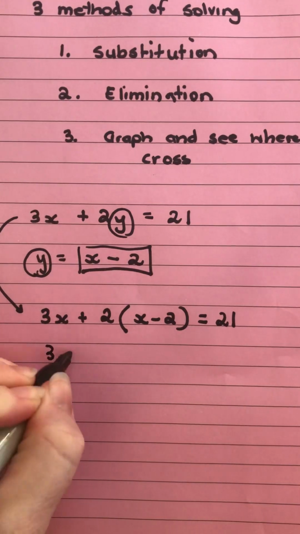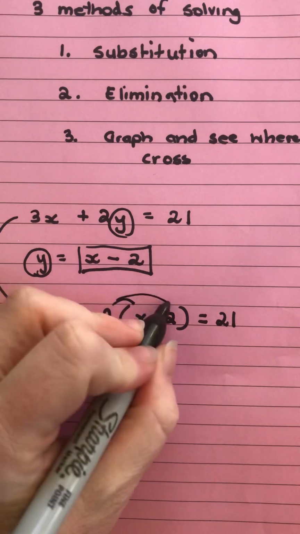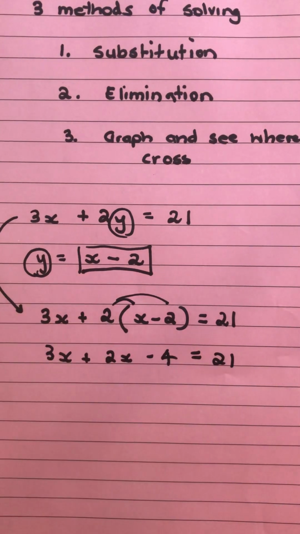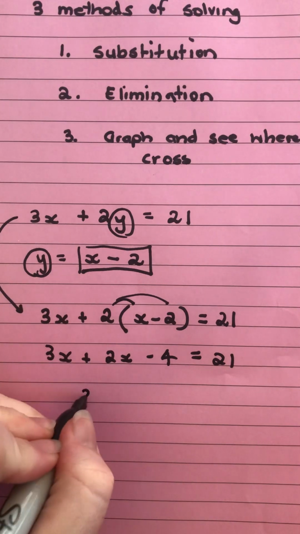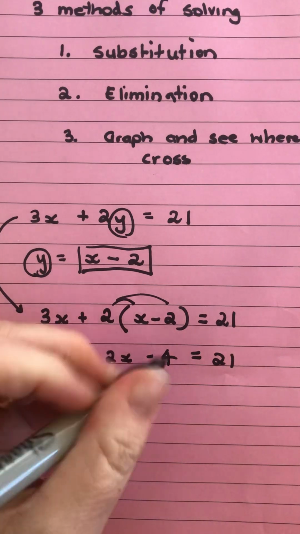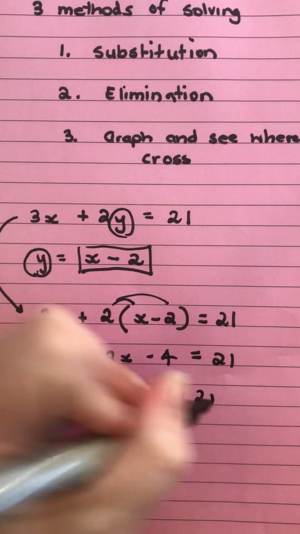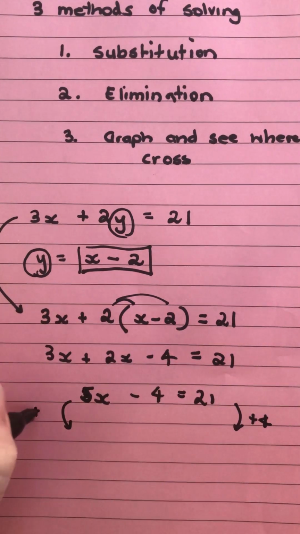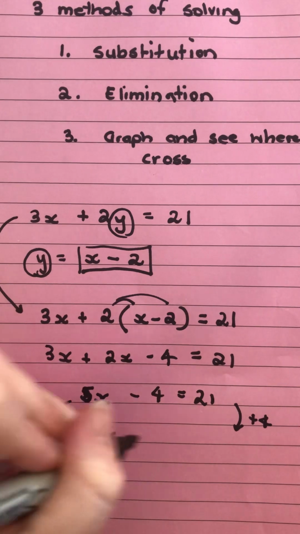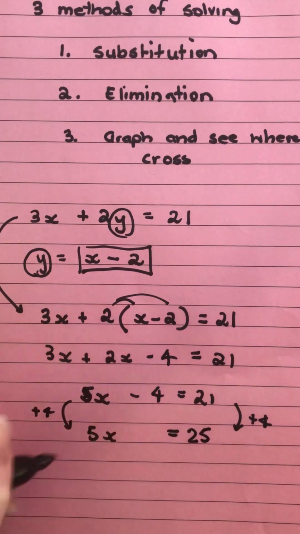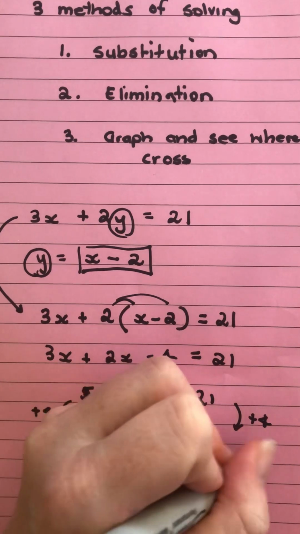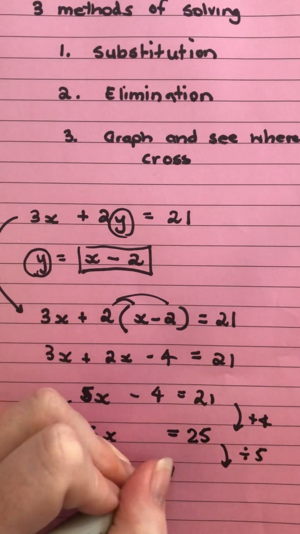When we expand that out, we get 3x plus 2x take 4 is equal to 21. 3x plus 2x is 5x, take 4 equals 21. Add 4 to both sides, we get 5x is equal to 25. And then we divide by 5, and we get x is equal to 5.